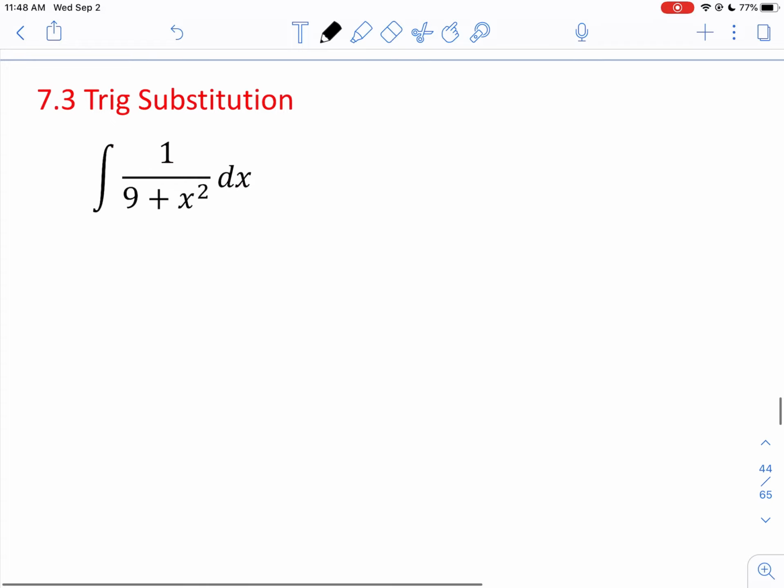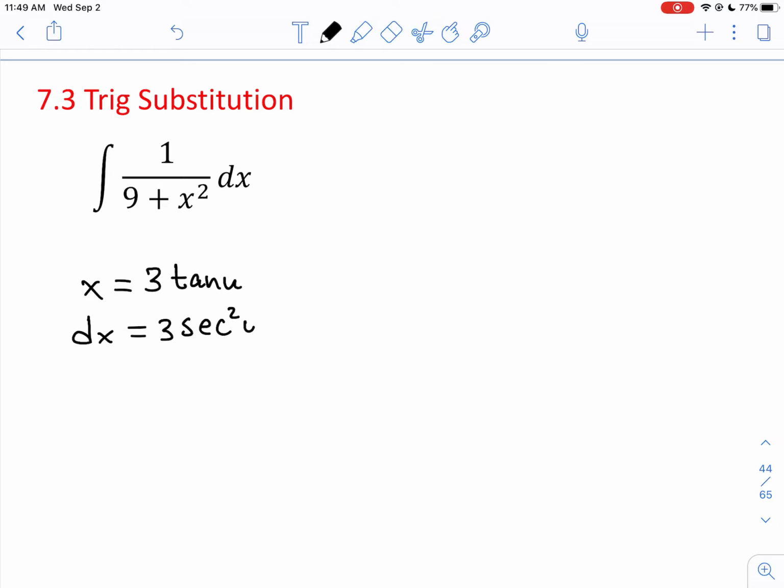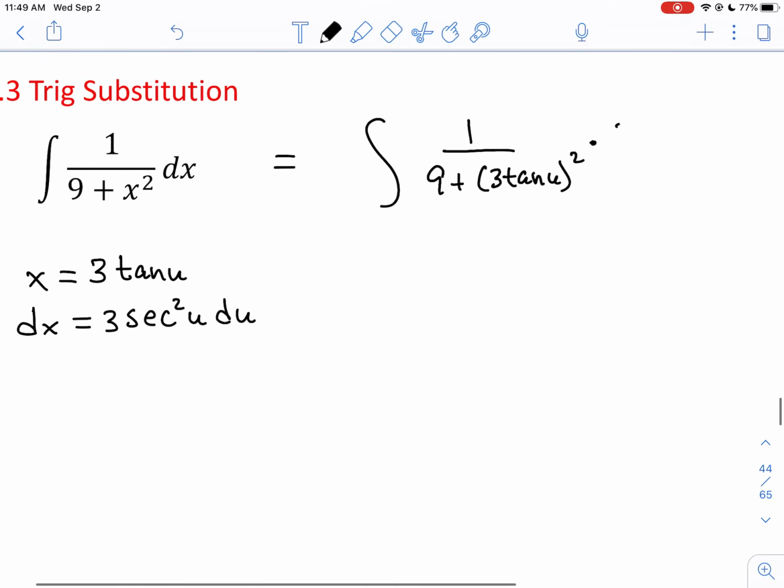So I'm going to let the function that's being squared, which is just x, equal the square root of that number, which is 3, times tangent u, because when it's a sum of squares, I want tangent to be the substitution. All right, so dx will be equal to 3 secant squared of u. So this becomes a new integral of 1 over 9 plus 3 tangent u, that's being squared, and then times the dx, and the dx has to be changed to 3 secant squared of u du. And we'll see what happens here.